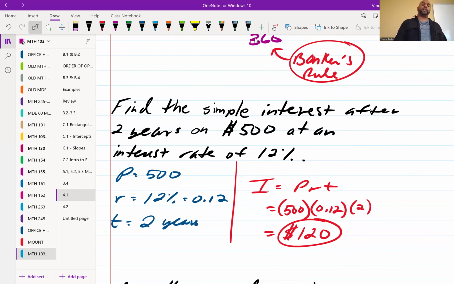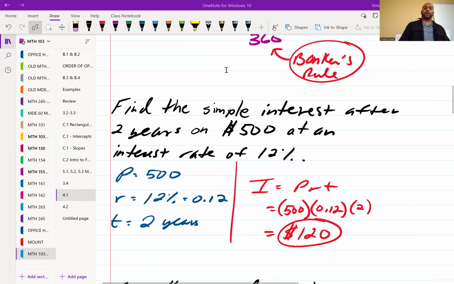So if all I want to do is calculate the interest earned after, in this case, 2 years, I would take the 500 multiplied by the 0.12 times 2, and that'll give me $120. So when you put this in the calculator, it will follow exactly that formula as long as you use the parentheses.